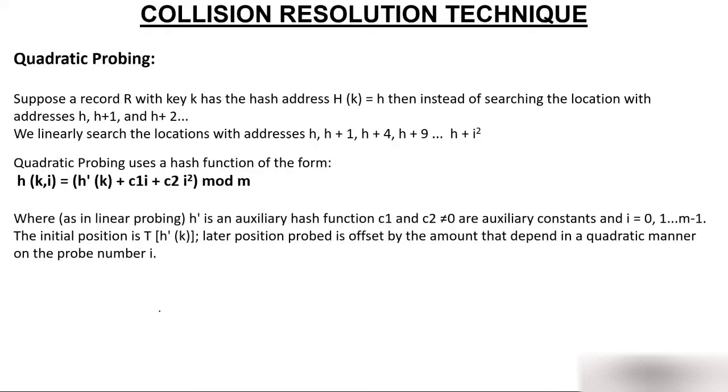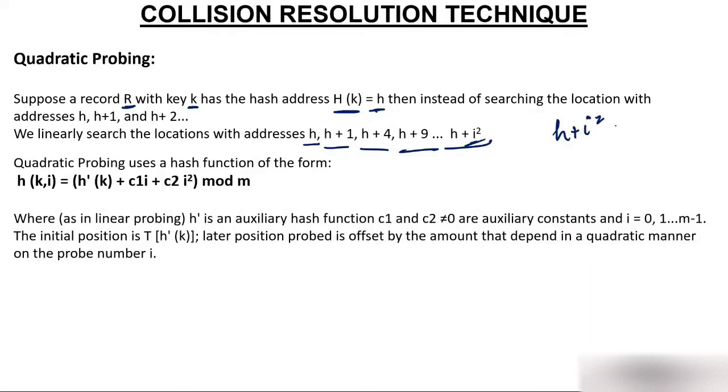Quadratic probing says, suppose you have a record R with key k, and the hash function gives you a value h. Then instead of searching location h plus 1, h plus 2, as in linear probing, you will search h plus 1, then h plus 4, then h plus 9, then h plus i square. That is, you will not create a cluster. In place of i, you are using i square.